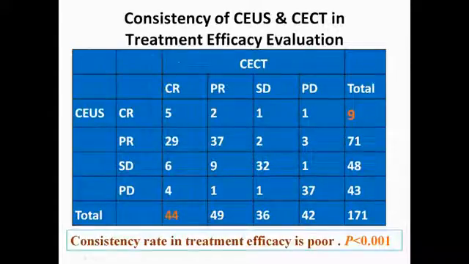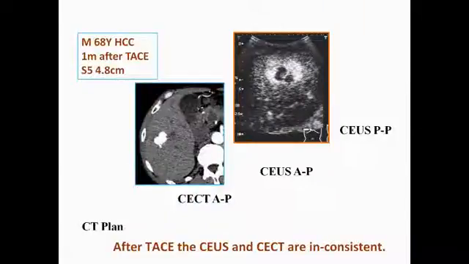And by using mRECIST, we use CR, PR, SD, and PD to evaluate. By contrast ultrasound, only 9 patients can get CR, but by contrast CT, 44 cases are CR. So it's quite different. The consistency rate in the treatment response is just as poor as the perfusion. This is a typical case.